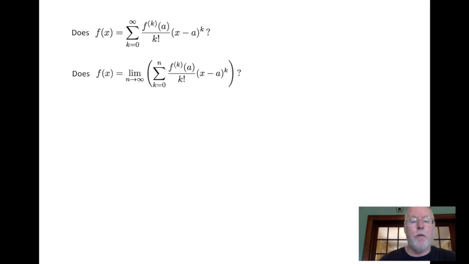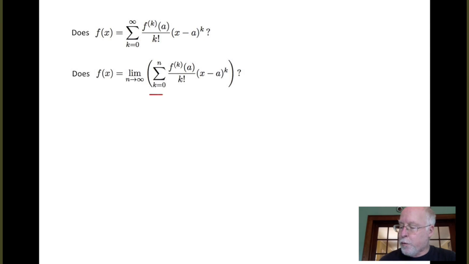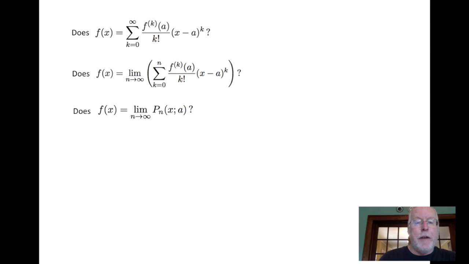There are many equivalent reformulations. Because a series is defined to be the limit of its sequence of partial sums, we can recast this statement in this way, asking, does the limit as n goes to infinity, sum k equals 0 to n, f to the k of a divided by k factorial, x minus a to the kth, equal f of x? In an earlier video, we introduced notation.